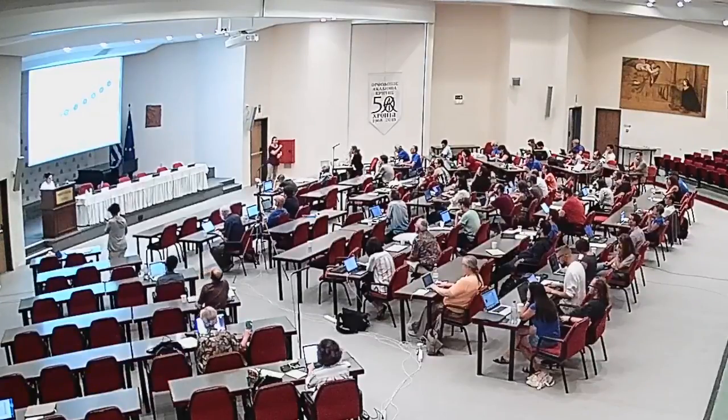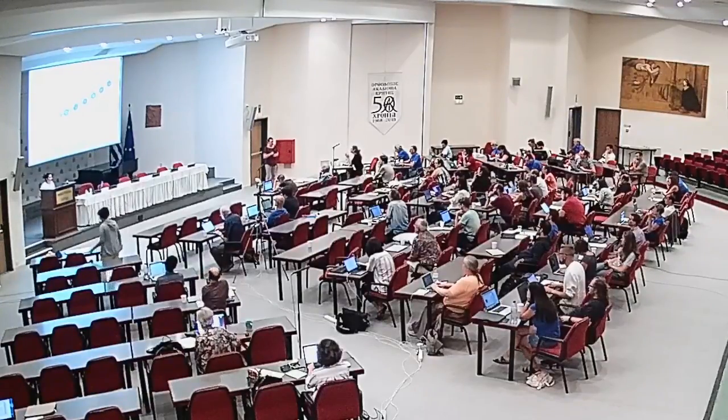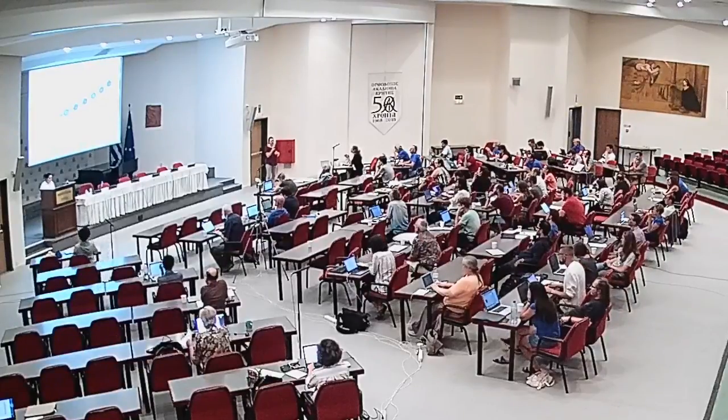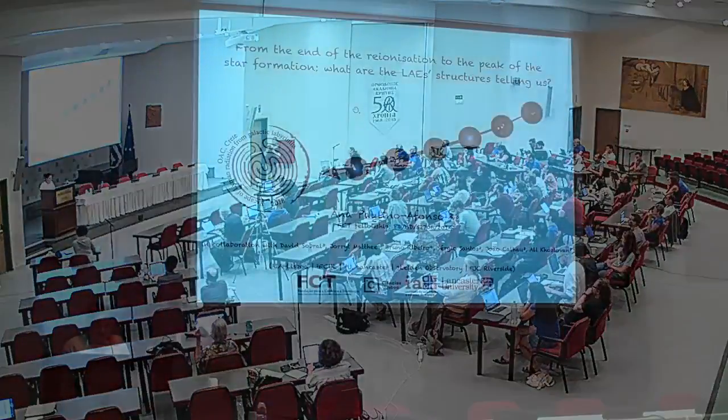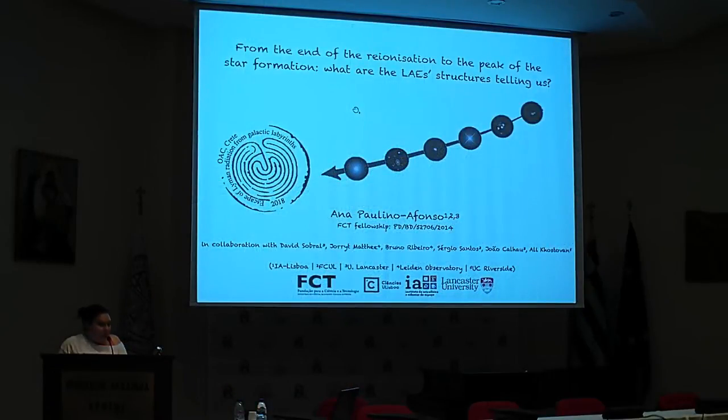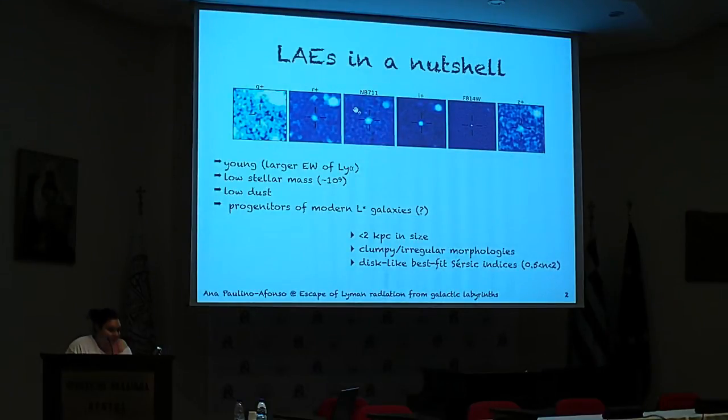My name is Ana Paulina Afonso. I'm finishing my PhD in Portugal, between Lisbon and Porto. I'm working with David Sobral, Yorit Mati, Bruno Ribeiro, Sergio Santos, João Calhau, and Eli Costovan. We are trying to understand how Lyman alpha emitters evolve across cosmic time, in particular between redshifts 2 and 6.